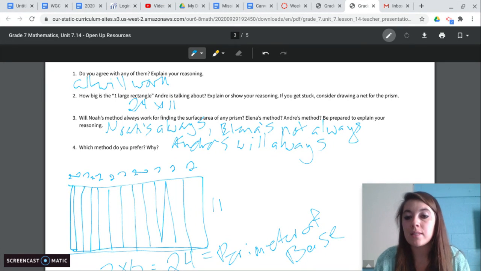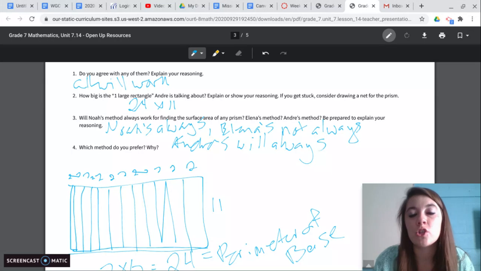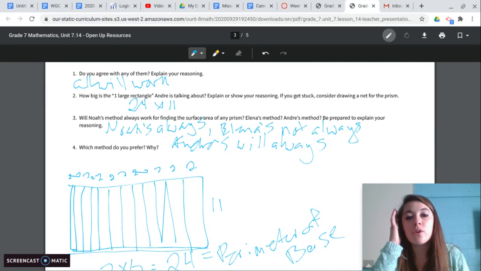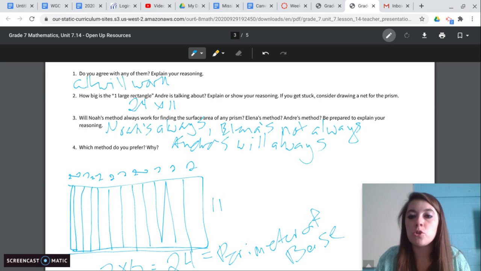Elena's method definitely makes it a little easier, but that's also because of the shape we have that it is easier. Andres' will always work, but you have to be able to see what it represents. So think about it in terms of, okay, what does this look like as a net? So what does it look like all unfolded? So it depends on how visual you are in thinking about this, okay?